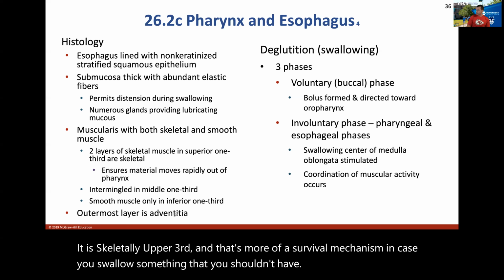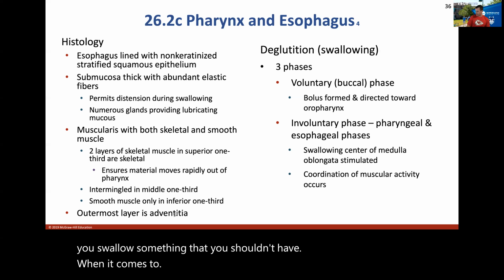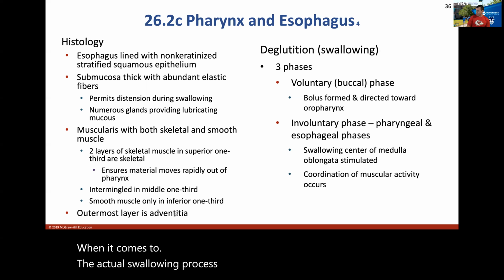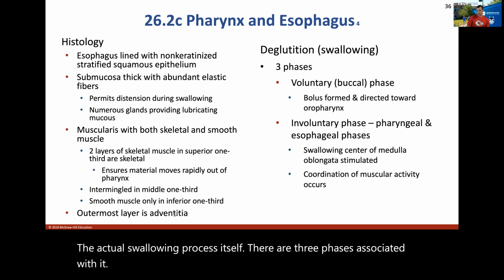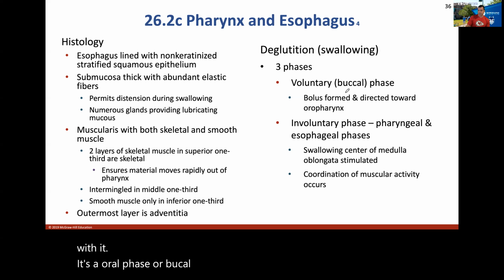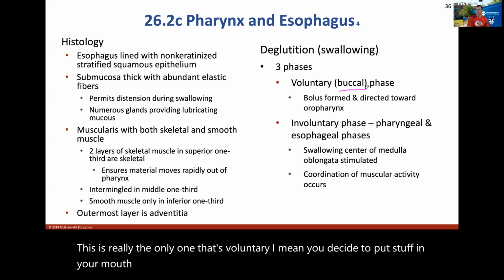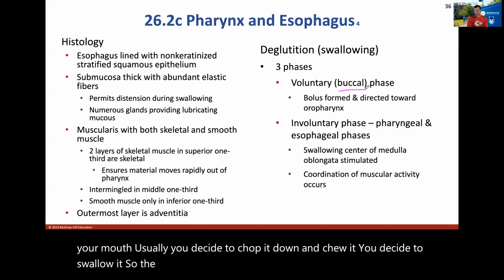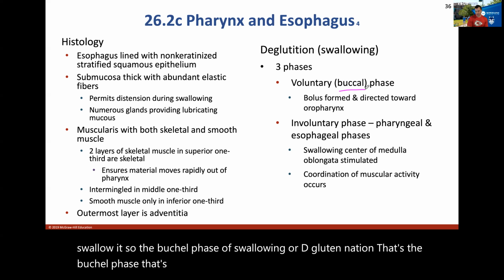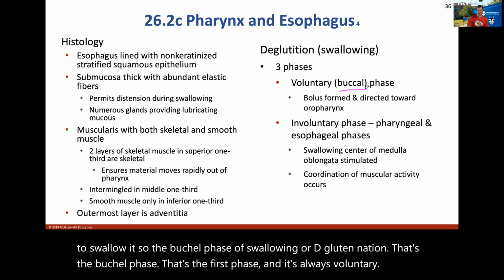When it comes to the actual swallowing process itself, there are 3 phases associated with it. It's an oral phase, or a buccal phase. This is really the only one that's voluntary. I mean, you decide to put stuff in your mouth, usually. You decide to chomp it down and chew it, and you decide to swallow it. So the buccal phase of swallowing, or deglutition, is the first phase, and it's always voluntary. The last 2 are involuntary.